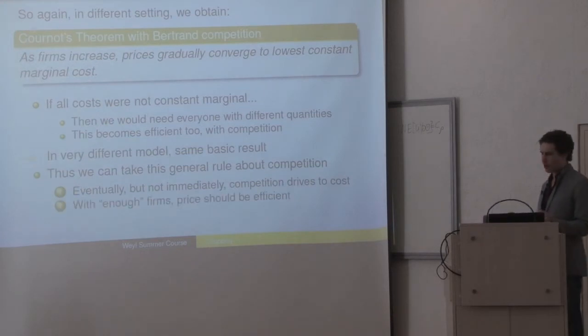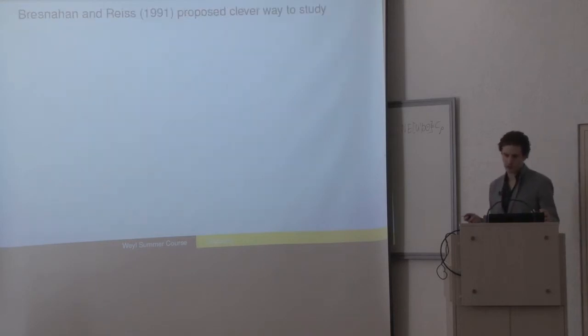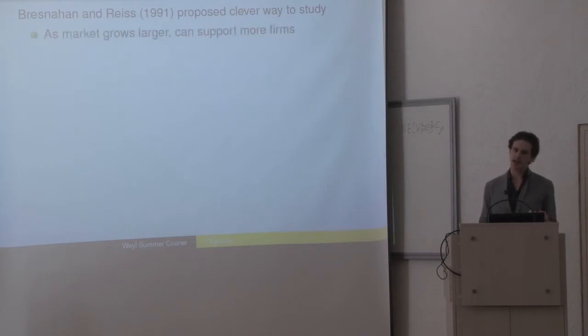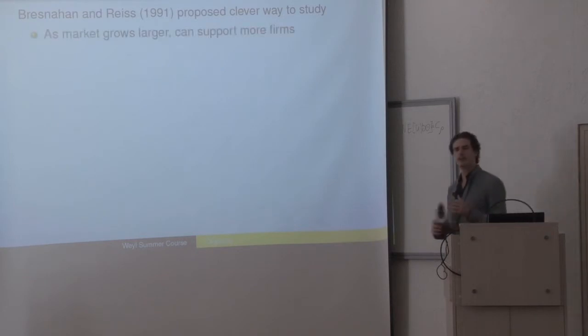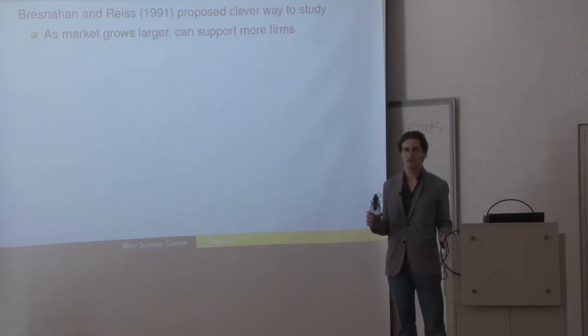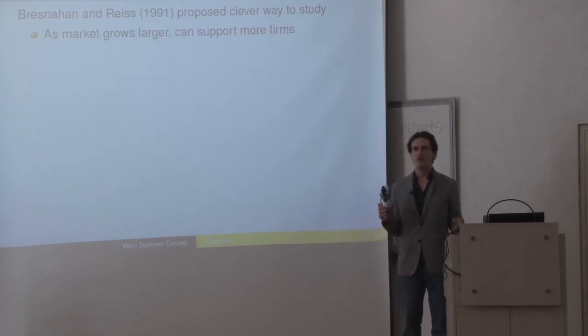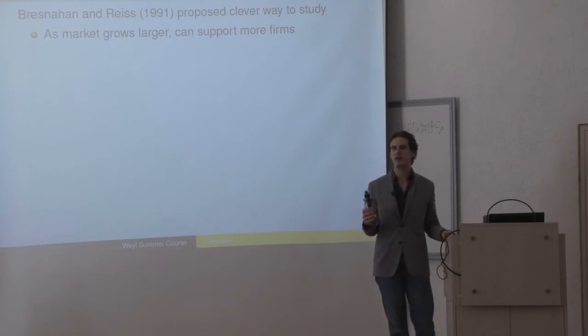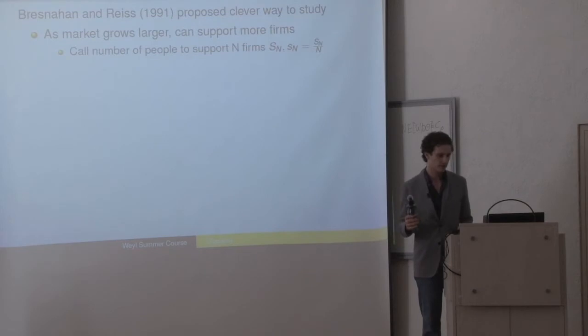OK. So this says that with enough firms, price should be efficient. So a natural question is how many firms is going to be enough? Now, Bresnahan and Reiss came up with a very clever way to study this question. What they said is that as a market gets larger, the market can support more firms, right? Because when a market is very small, there's just not enough people to support many firms. If you're moving to a small town, there's not going to be 100 doctors there, because it can really only support one doctor, right?